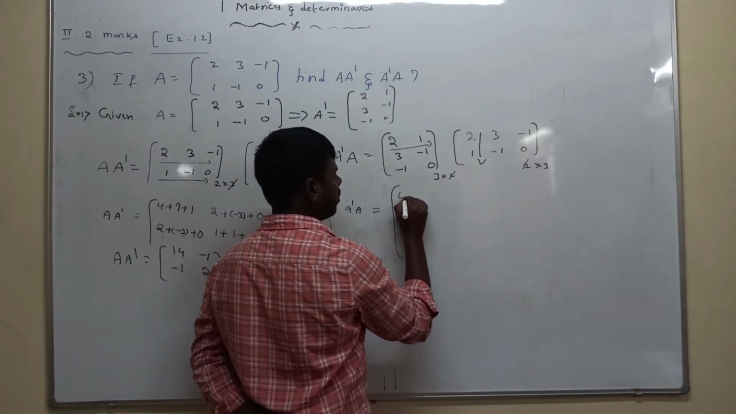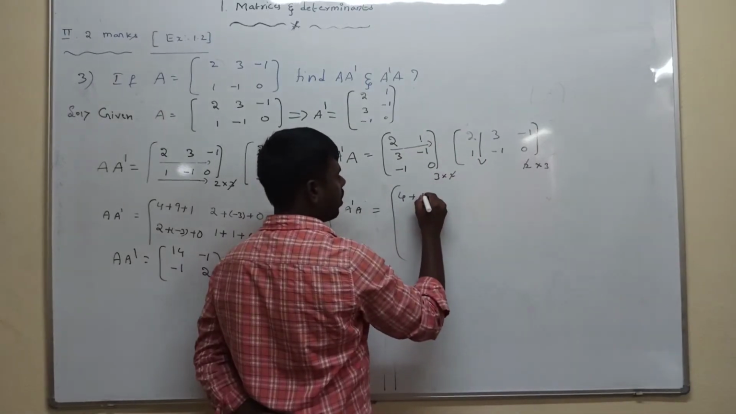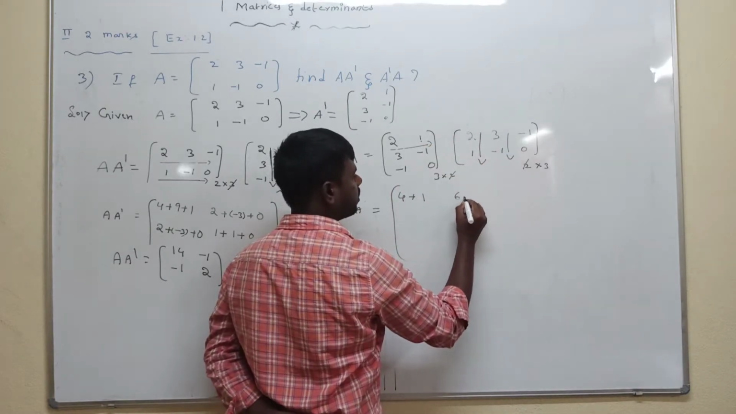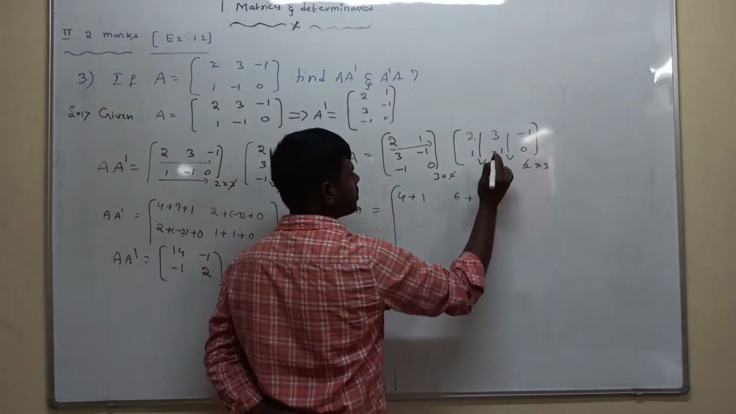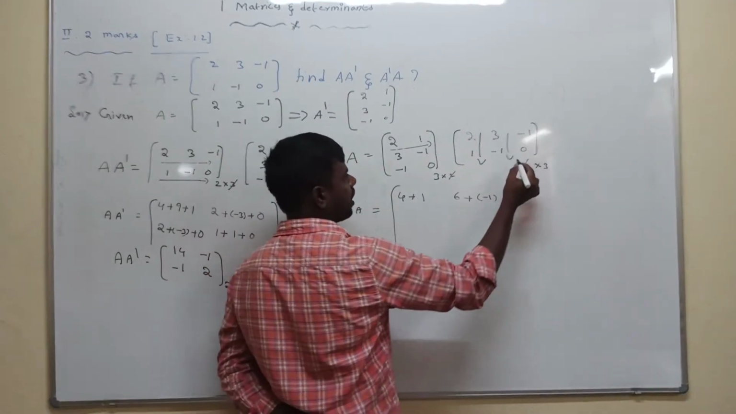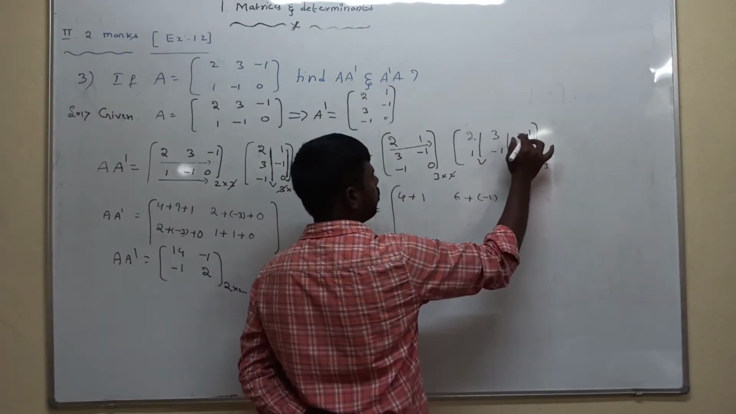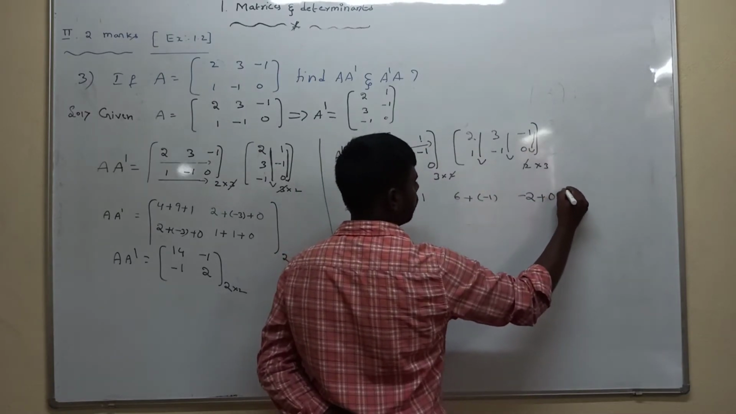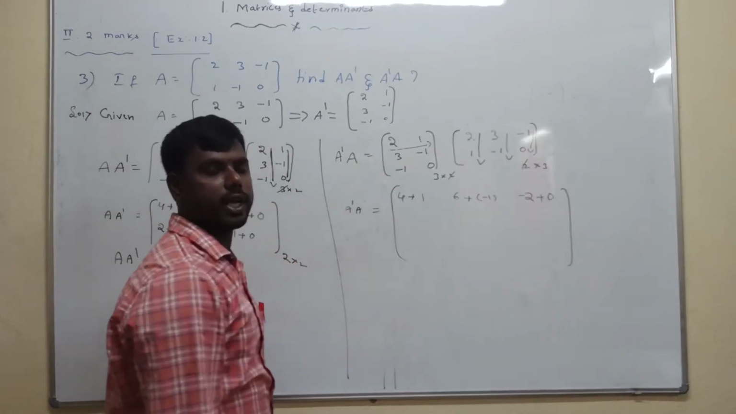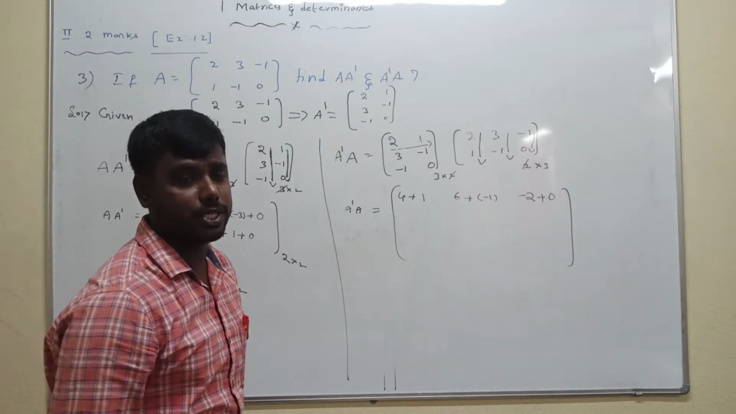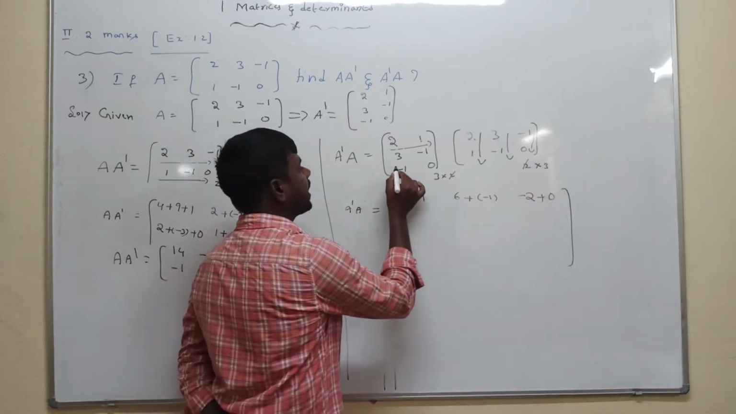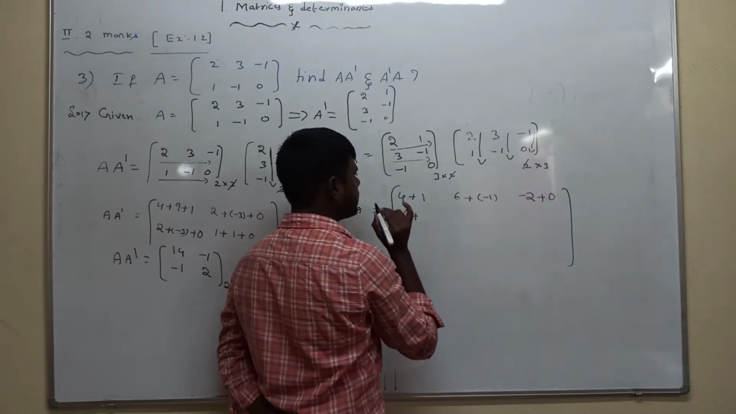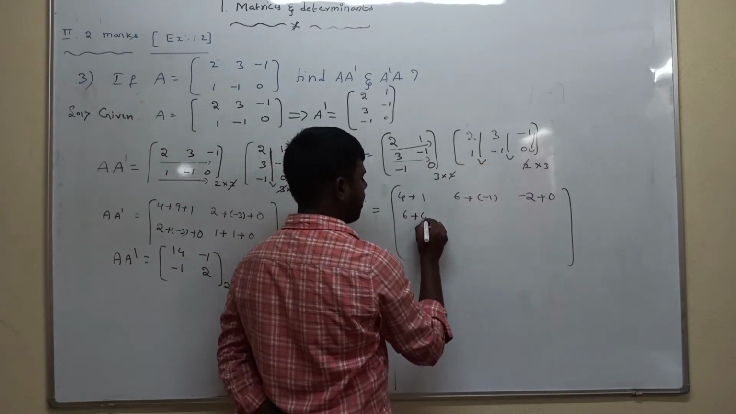Now first row, first column: 2 into 2 is 4, plus 1 into 1 is 1. Next first row, second column: 2 into 3 is 6, plus 1 into minus 1 is minus 1. Next third column: 2 into minus 1 is minus 2, plus 1 into 0 is 0. So first row, first column, second column, third column is over. Next we are going to second row, first column: 3 into 2 is 6, plus minus 1 into 1 is minus 1.